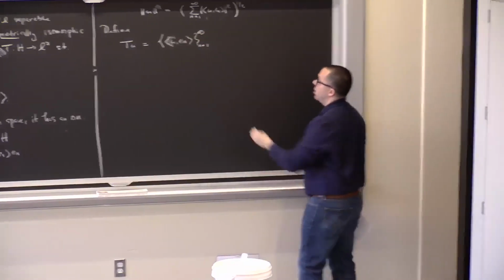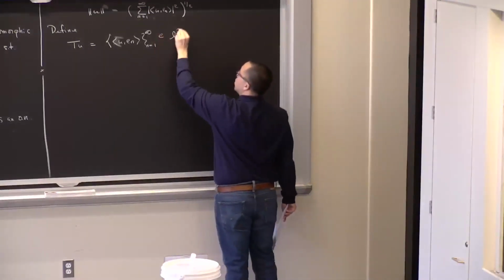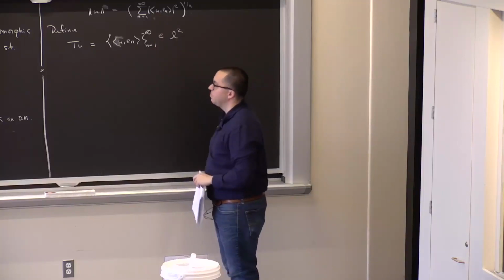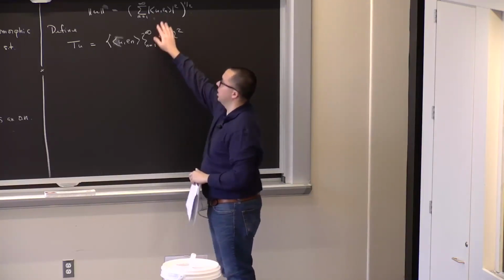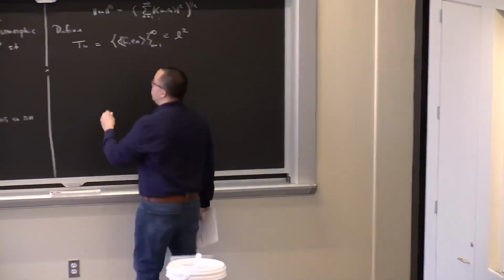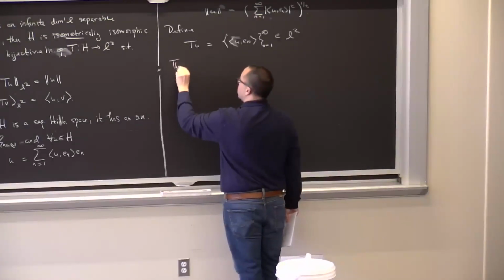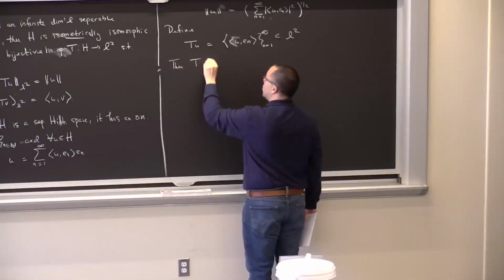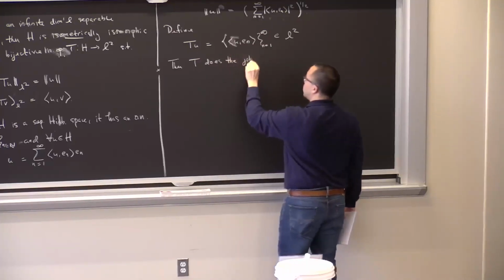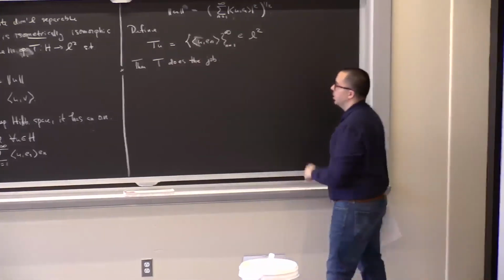Okay? And this is an element of little L2 by this identity here, Parseval's identity. Okay? Then T does the job. Okay?